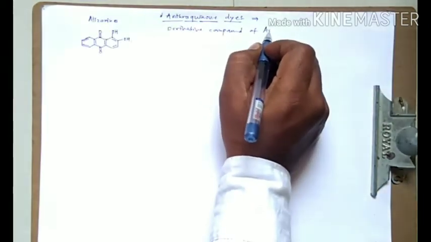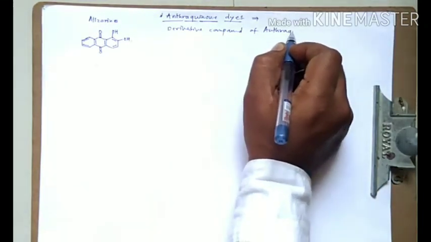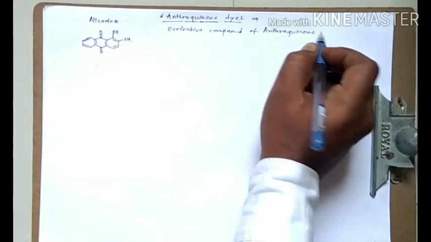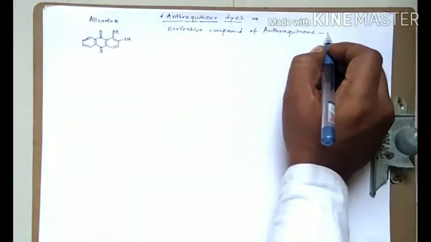Dear friends, the next dye is anthraquinone dye, and the name itself suggests that there is a presence of anthraquinone ring in the dye. And this dye is nothing but the hydroxy or amino derivative of anthraquinone. It is the derivative compound of anthraquinone. So, what are the derivative?